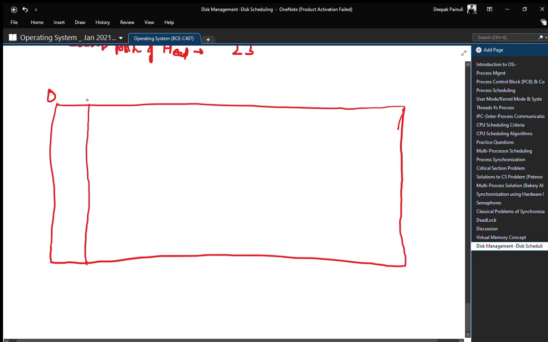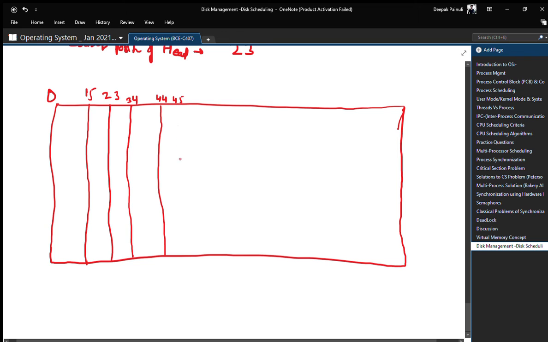This is cylinder number 15. This is cylinder number 23. This is cylinder number 34. This is cylinder number 44, 45. See, I am drawing only those cylinders which are in the request.